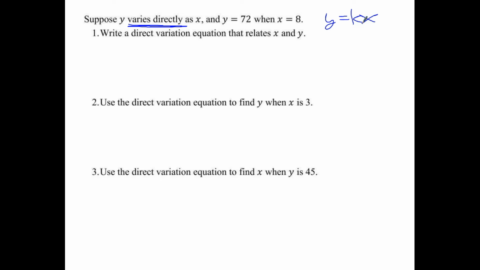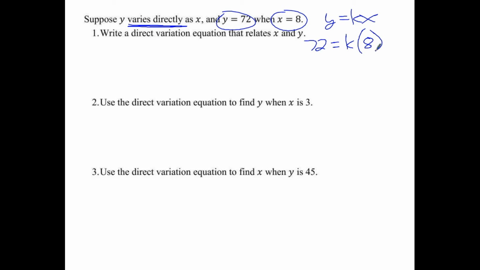Now, the information that they gave you, y is 72 when x is 8, is how you're going to figure out k. They told you x and y. What you do is you plug those two numbers in for x and y, and then you can solve for k, and then you know what k is. All right? So, we have 72 for y. It's just 72 gets plugged in for y. You substitute it in. Equals k times, and then x is 8.